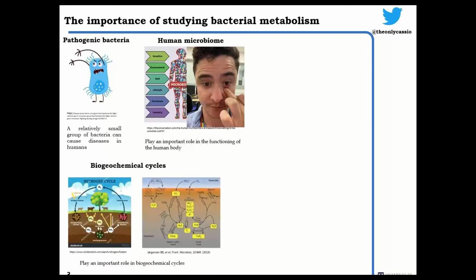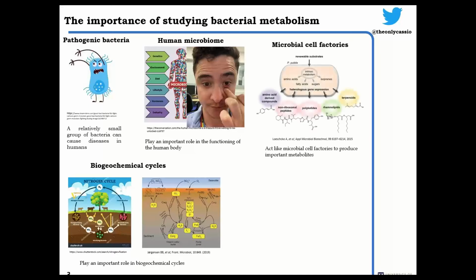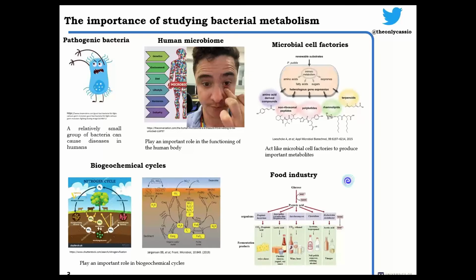Bacteria play an important role in the biogeochemical cycles, recycling nitrogen, recycling sulfur, recycling a lot of elements. We use bacteria quite a lot as microbial cell factories to produce a lot of metabolites that are important to us, like drugs, anti-cancer drugs, antibacterial, antifungal, vitamins, pigments, and my favorite, bacteria can also be used to make food. And so for those reasons, it is very important to study bacterial metabolism.